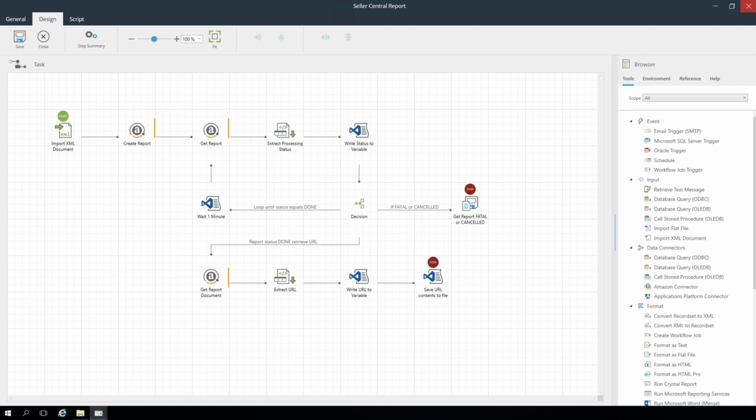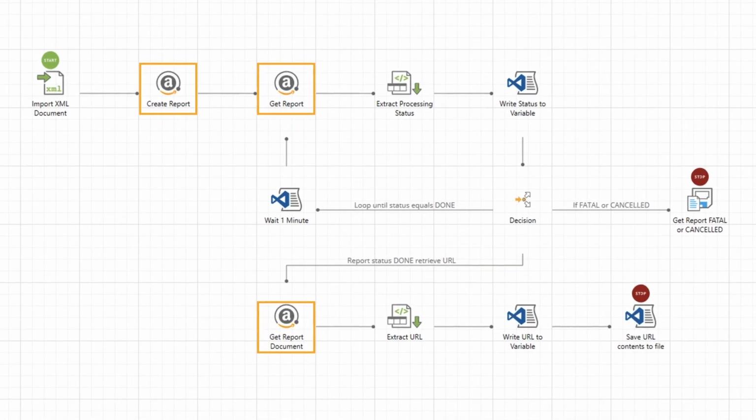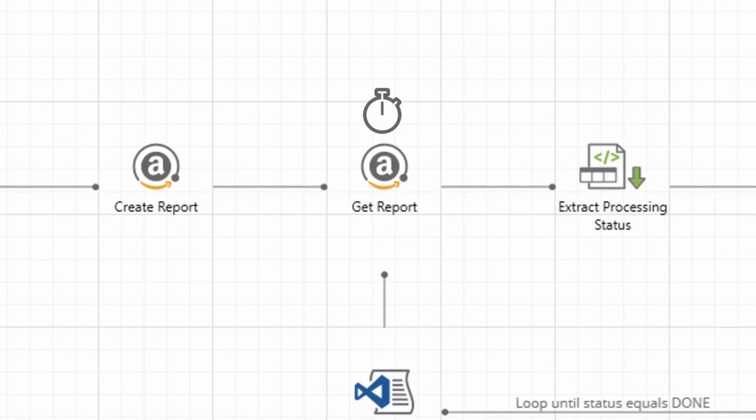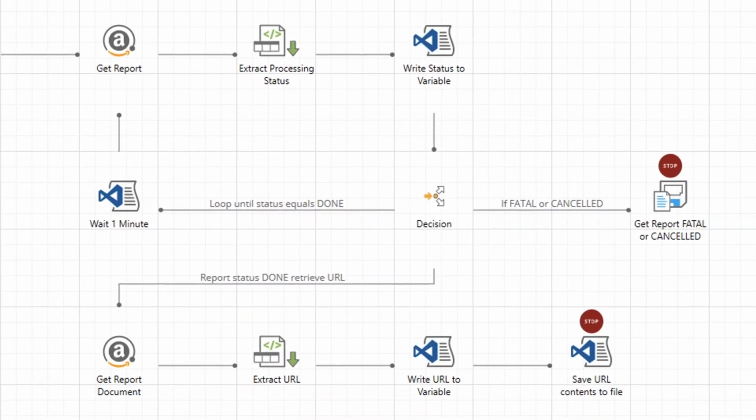This task uses three operations within individual Amazon Connector task steps. These are create report, get report, and get report document, all using the report native object. Amazon uses its own schedule to process reports. So after a report is requested, a loop checks when the report status updates to done, with a wait time to allow processing to take place.